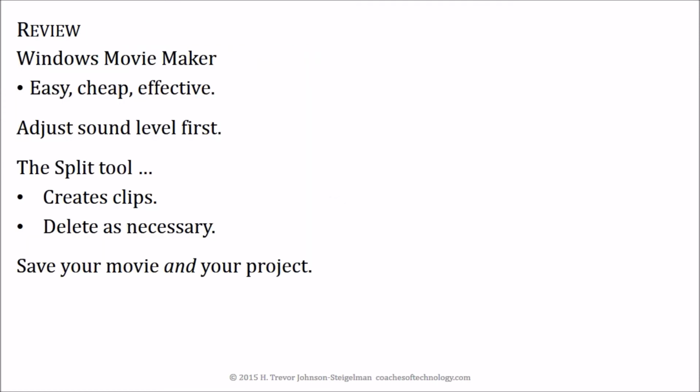Okay, so in review, Windows Movie Maker is very easy, very cheap, and very effective for making these classroom type videos that you're going to use to flip your classroom. Whenever you're doing it, make sure that you adjust the sound level first. That way the entire presentation is all at the same sound level. And then you can adjust the individual clips up and down a little bit if you need to.